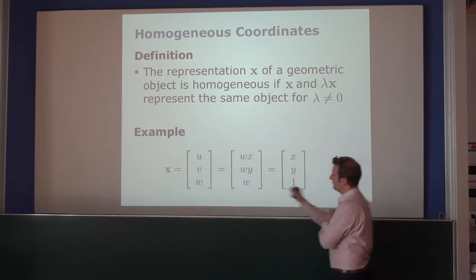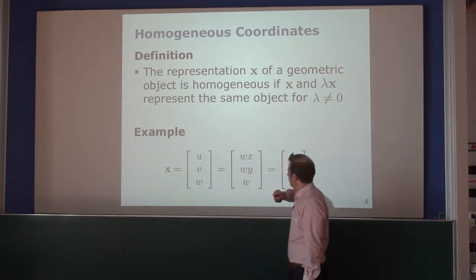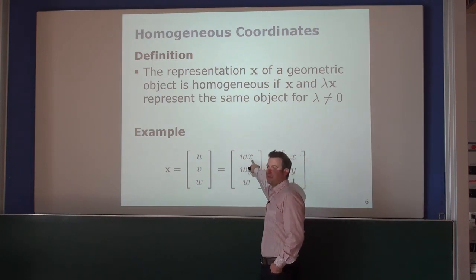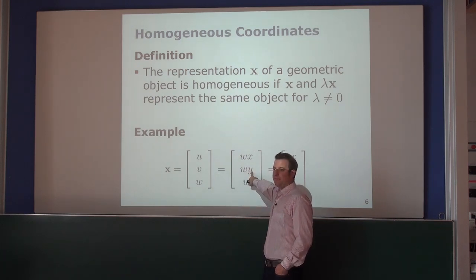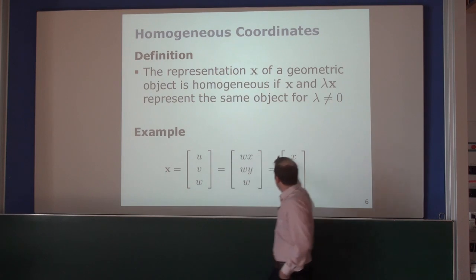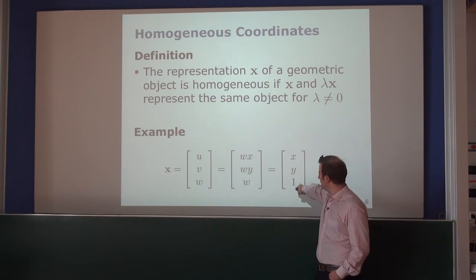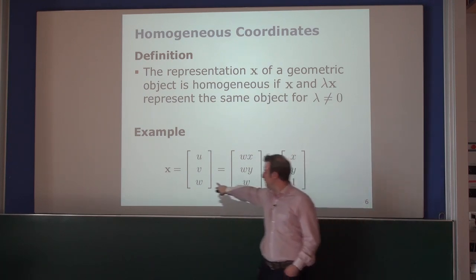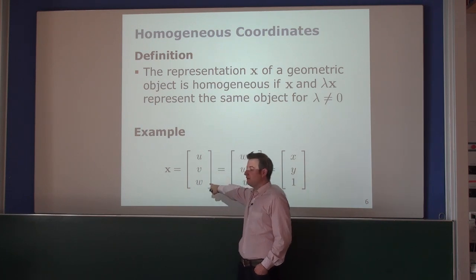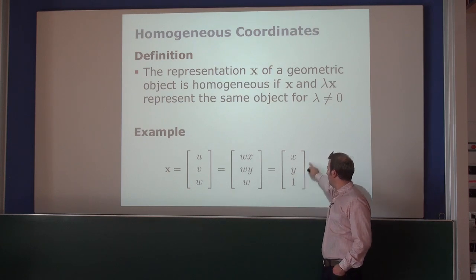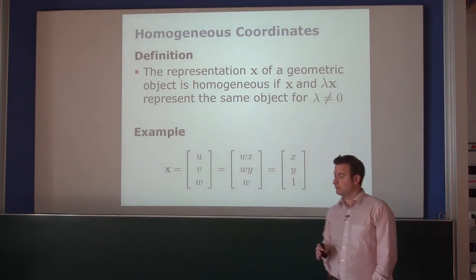One example for that is we have a point x which has three coordinates, u, v, w. If u can be expressed as w times a new variable x, v can be expressed as w times a new variable y, then this point and this point, x, y, 1, represent exactly the same object. Because you obtain this one over here by multiplying this term over here by 1 divided by w. So u, v, w is equal to x, y, 1 times 1 divided by w. And this is exactly the scalar factor.